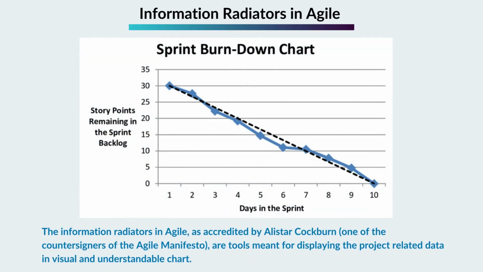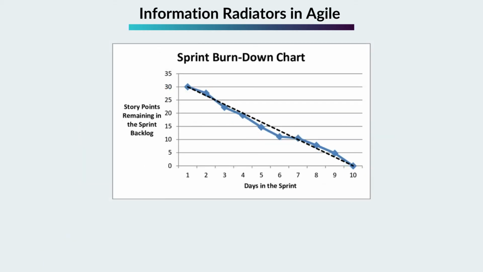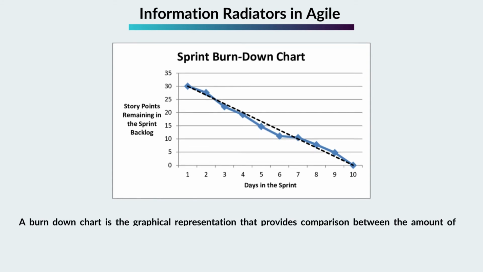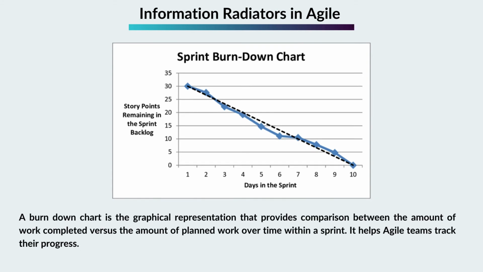The information radiators in Agile, as accredited by Alistair Cockburn, one of the cosigners of the Agile Manifesto, are tools meant for displaying the project-related data in visual and understandable chart. Some of the common charts used are: burn-down chart. A burn-down chart is the graphical representation that provides comparison between the amount of work completed versus the amount of planned work over time within a sprint. It helps Agile teams track their progress.